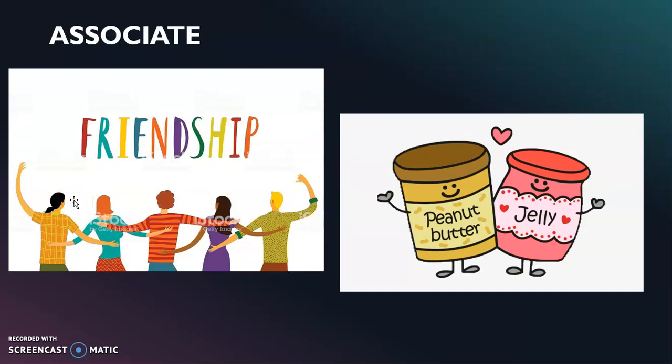The root word is associate. So if you think about associate like how you associate with your friends, people are associating with each other, and so that makes them friends. And then also what you associate together. So peanut butter and jelly are usually associated together, kind of like milk and Oreos, or milk and cookies, or toothbrush and toothpaste, anything that you put together in your mind.